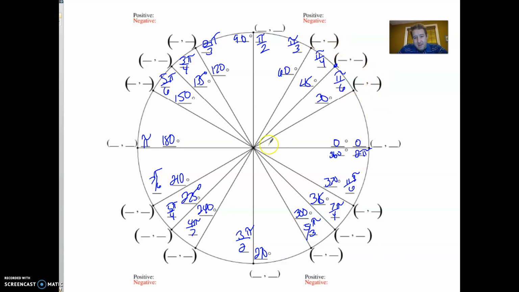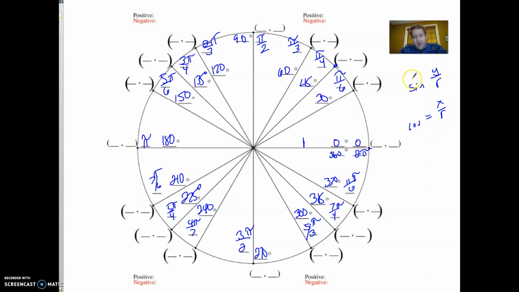Please understand that 1 unit is the radius. We've already identified the fact that sine is y over r and cosine is x over r. The reason that's important is because if r is 1, if the radius is 1 for all circles, no matter which direction it's going in, then cosine is really just x, and sine is really just y.